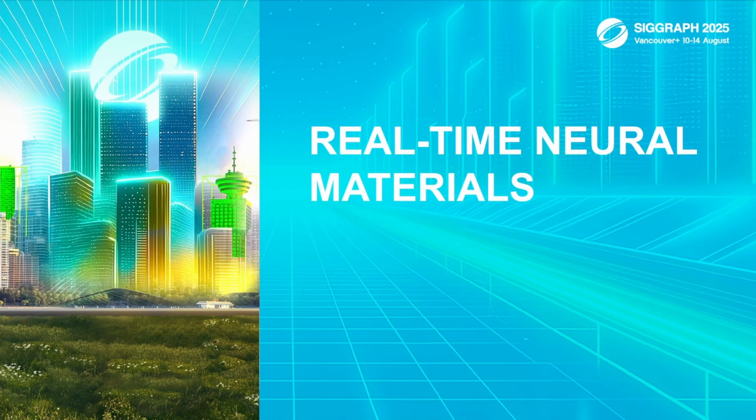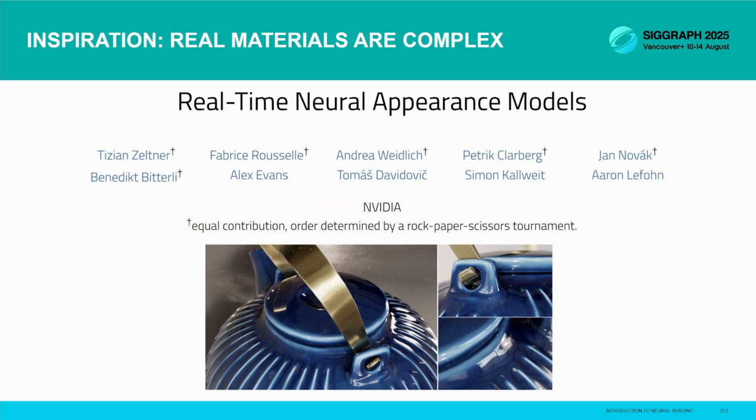Okay, let's talk a little bit about real-time neural materials. This is a project that we presented at SIGGRAPH last year, and the point of this section is not so much explaining all the technical details of that work, because the paper presentation from last year is a much better place for that. Instead, I want to use this more as a practical example to show what the process looks like to bring a neural shading project from the initial idea to something that actually works in practice.